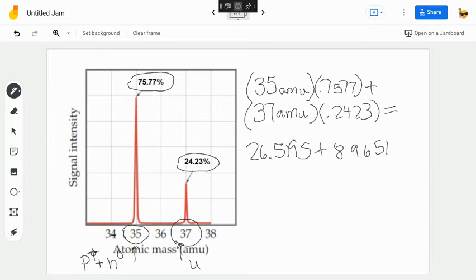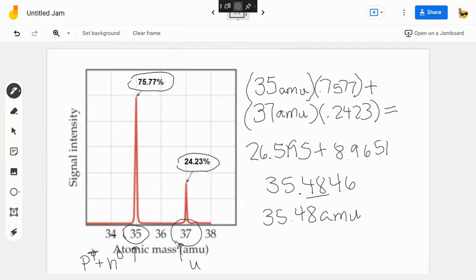So I'll take 26.5195 plus 8.9651, and when I add it together, my calculator tells me 35.4846. Remember, we decided that we're just going to be okay with 2 past the decimal in this class. So my sample mass, average atomic mass, is going to be 35.48 AMUs. That's the average mass.